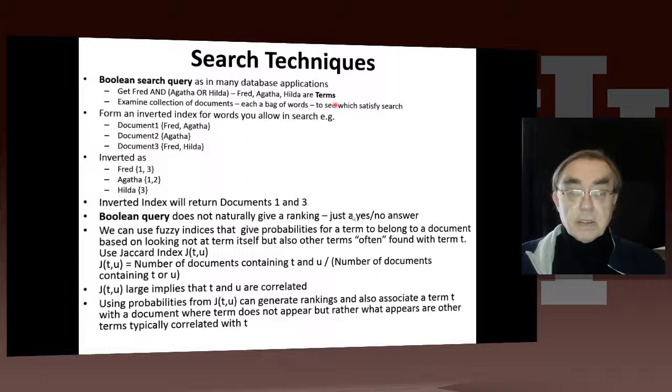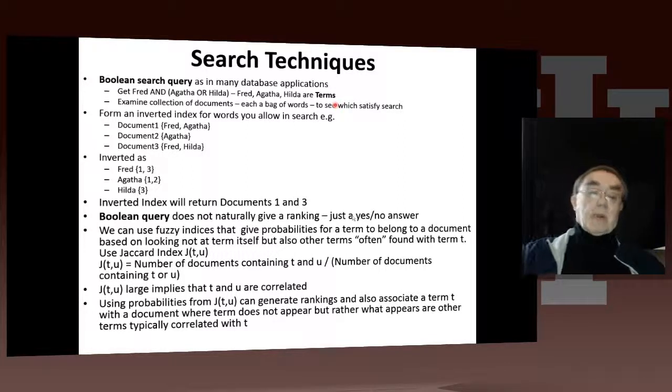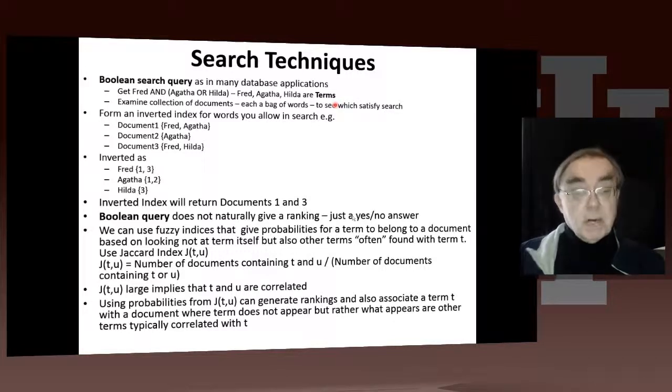A disadvantage of the Boolean query is that it gives no ranking, just a yes-no answer. You can convert the basic idea to give a ranking by making everything rather fuzzy, and there's a whole theory of fuzzy indices. One concept it uses is called the Jaccard index, which is based on the number of documents. If you take two terms, it's the number of documents containing both terms over the number of documents containing either one of them. If this number is large, then it means they're highly correlated.